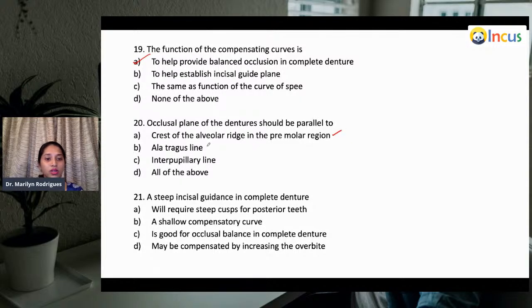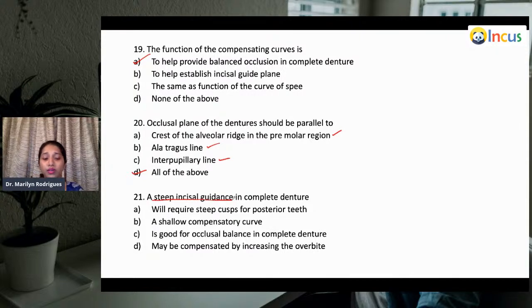It should be parallel to the ala-tragus line also. It should be parallel to the interpupillary line also. So the answer to this is D, 20D, all of the above, okay? Question number 21, a steep incisal guidance in complete denture. Steep incisal guidance. Again, a lot of questions on this Thielmann's formula.